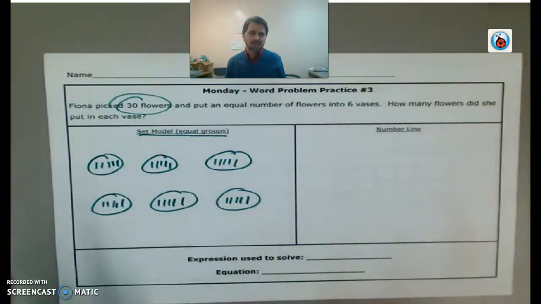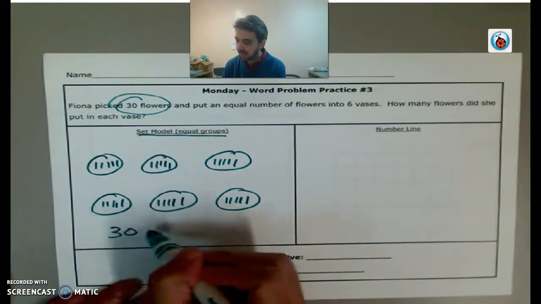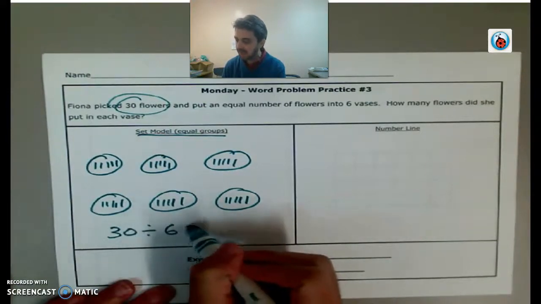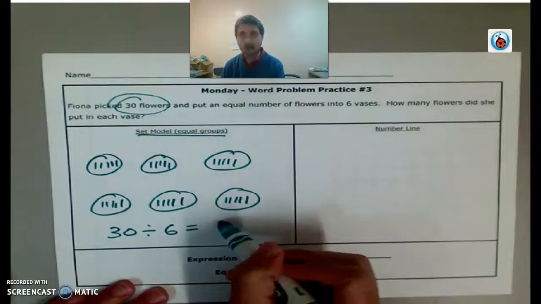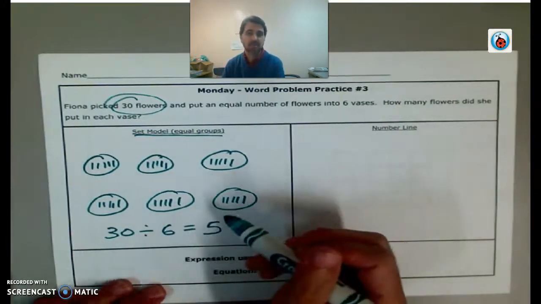Okay, so it takes a while to do that. And eventually you might get to the point where you're like, 30 divided into 6 vases is equal to 5. You might just know that. But right now we're still exploring these operations.